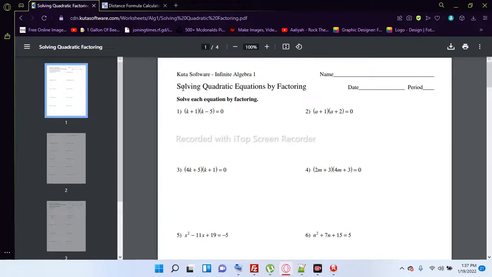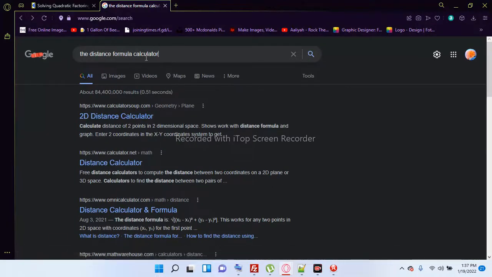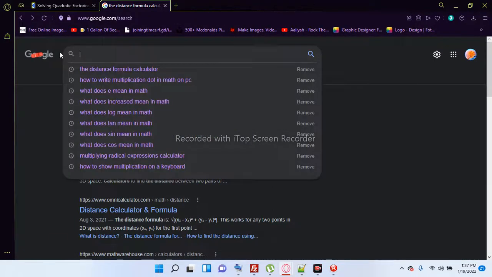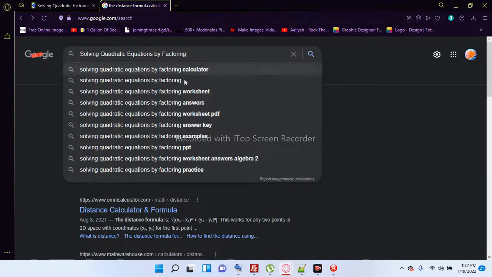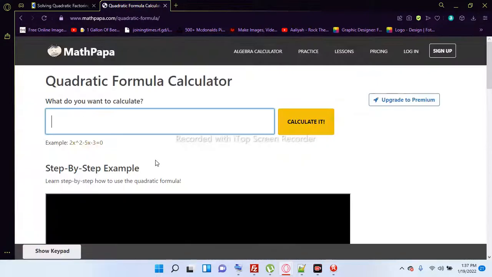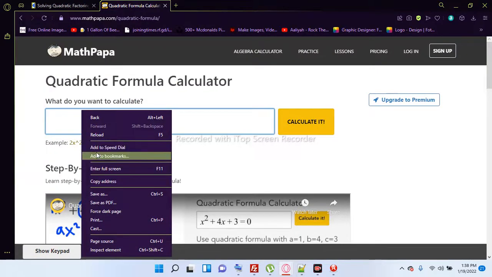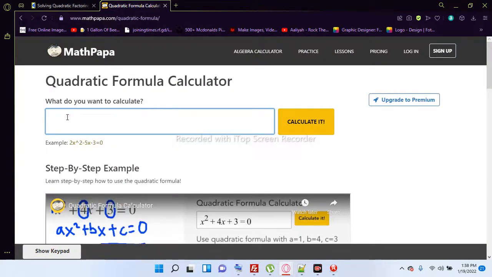You say solving by factoring calculator. You copy, go right over to Google, backspace out of there, paste with Control V, and put calculator at the end. Quadratic factoring calculator, right here. Math Papa. Now, what's the problem? You copy and paste it with Control V. It might come up with these little squares.